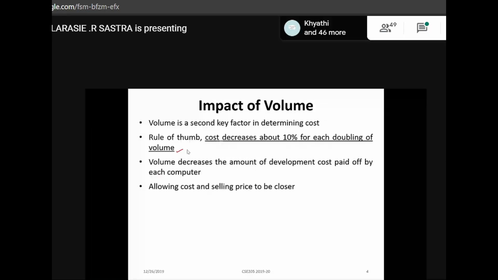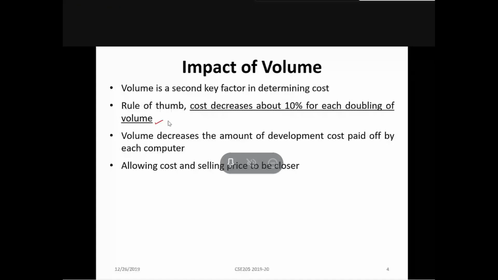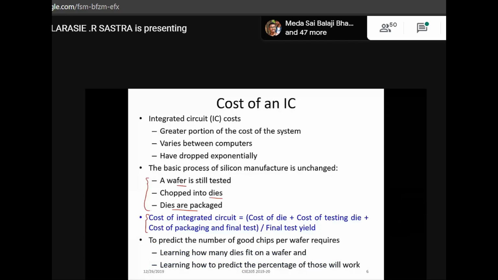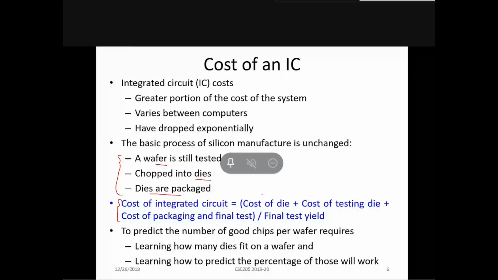The next one is the cost of an IC. When you go with the cost of ICs, these are the base things essential for designing the chip. A wafer is there, it is chopped into dies, and the dies are packaged. This is the formula for the cost of an integrated circuit: the cost of the die plus the cost of testing the die plus the cost of packaging and final test, the whole divided by the final test yield. Just keep this in mind. When you want to decide the cost of ICs, these are the things.